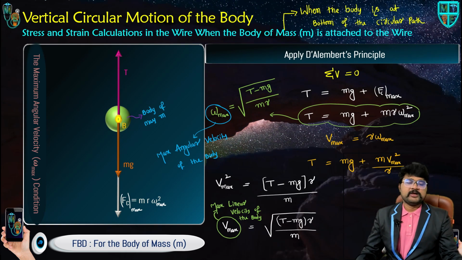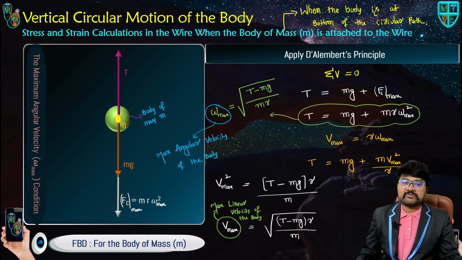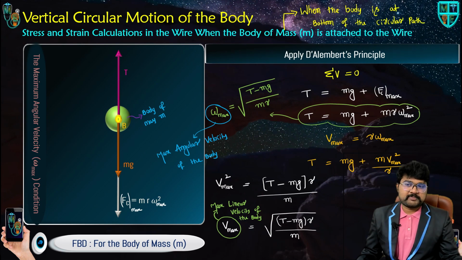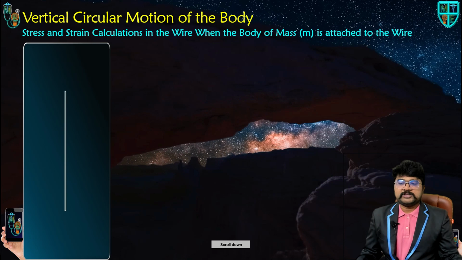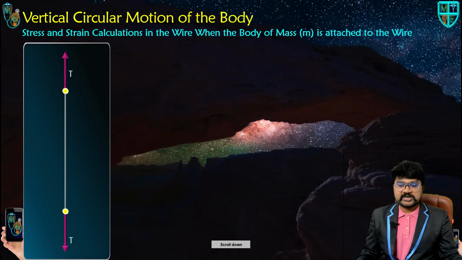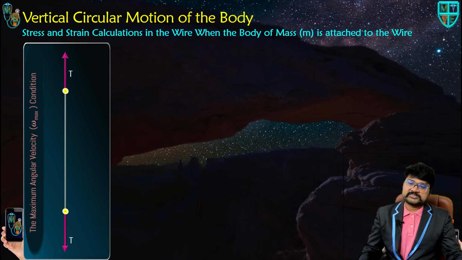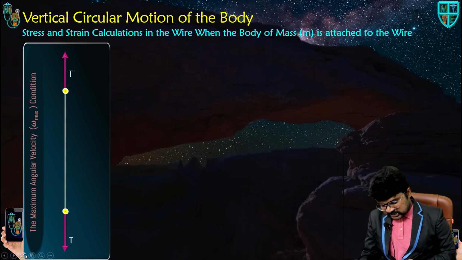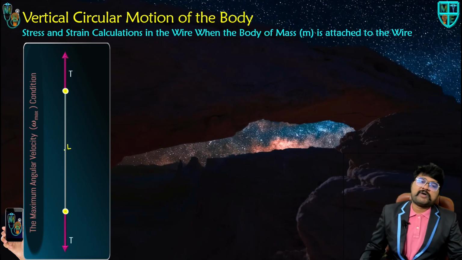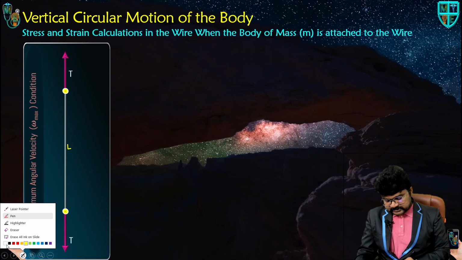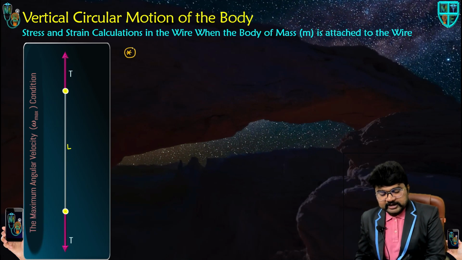Now we need to do stress strain calculations in the wire when the body is at the bottom of the circular path and the body is in vertical circular motion. This would be the wire. T is the tension in the string, tensile in nature. L is the length of the wire. Now we need to calculate the stress produced in the wire.